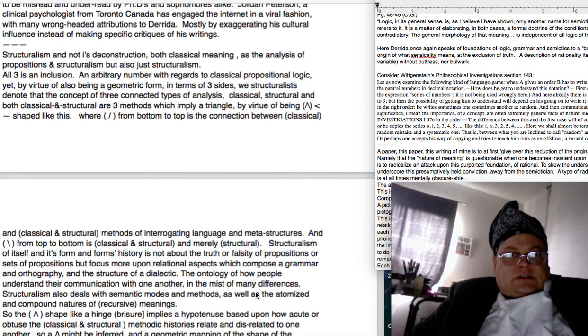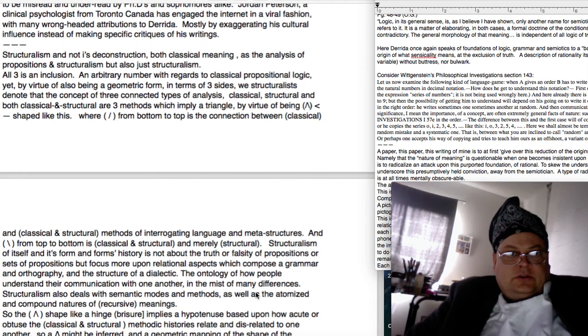Structuralism, and not deconstruction, both classical meaning as an analysis of propositions, and structuralism, but also just structuralism. All three is an inclusion, an arbitrary number with regards to classical propositional logic, yet by virtue of also being a geometric form, in terms of three sides, we structuralists denote that the concept of three connected types of analysis, classical, structural, and both classical and structural, are three methods which imply a triangle.